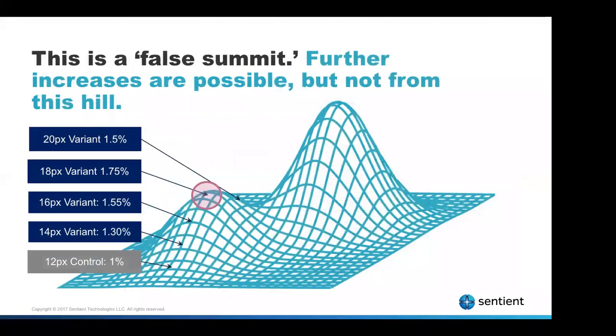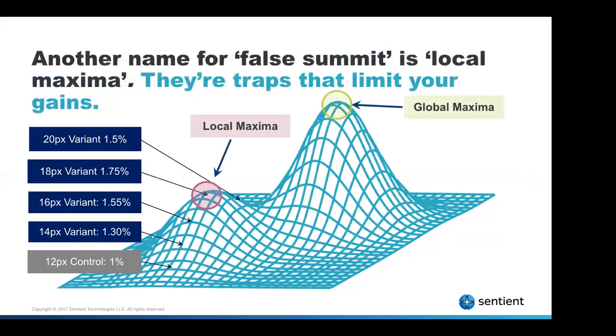And let's look at the wireframe on that. So the way to look at the 18-point is it was a false summit. We thought it was the top, and it wasn't. Further increases are possible, but not from this hill. Another way to look at what a false summit is in mathematical terms, it's called a local maxima. And a local maxima is a trap that limits your gains.